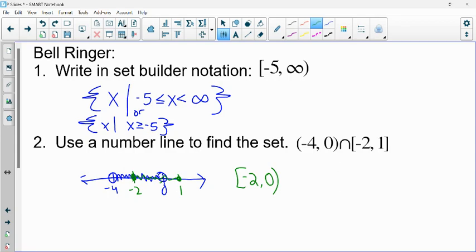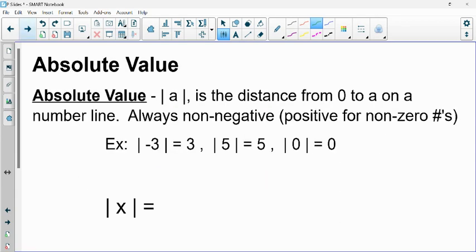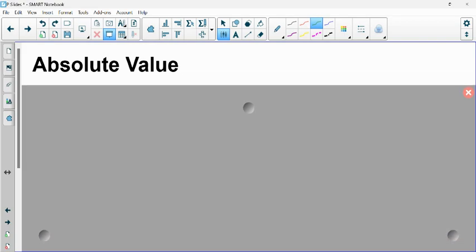All right, so then we're going to start looking at absolute value today. So today is the 6th, I believe. Yep. So you want to put today's date. Our title is absolute value.